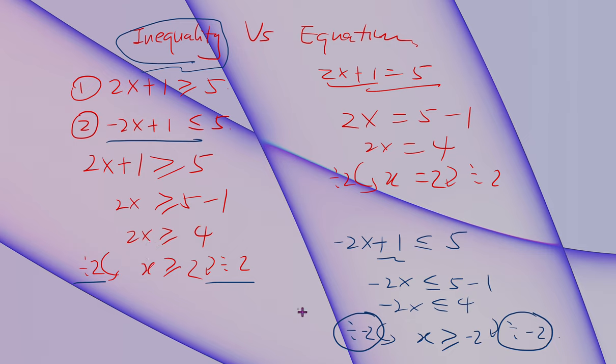So therefore the main difference, 就是那个最主要的区别就是, for inequality when you times or divide by a negative number, you switch the inequality sign.